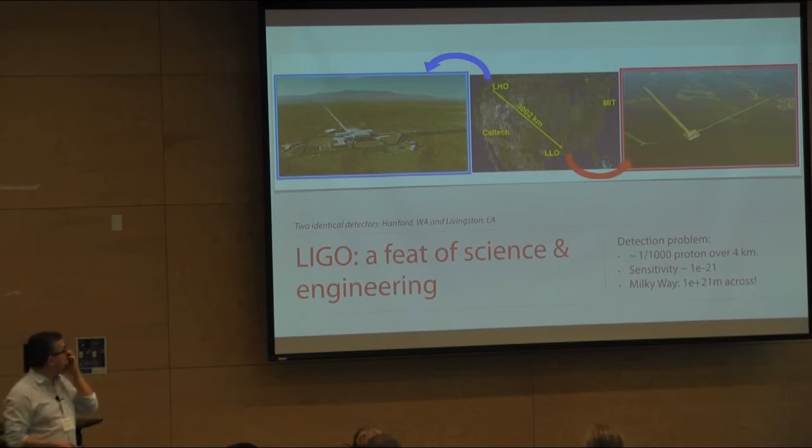The way to detect these things was to build 2 instruments. We're not very far from one of them. One of them, this one right here, is in Eastern Washington. We're right about here, and it's over here at a place called Hanford in Eastern Washington. It's very nice and flat. And the other one is down in Louisiana, here in Livingston. And these instruments look like this.